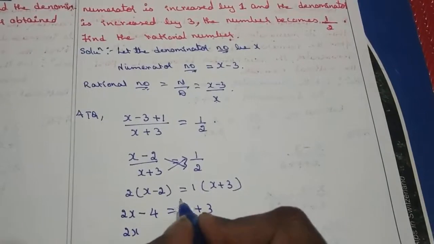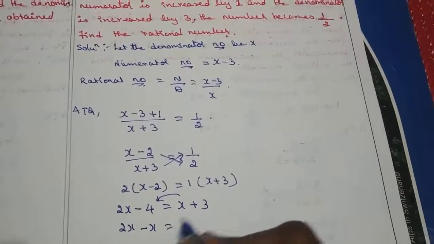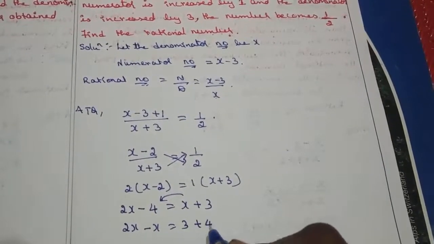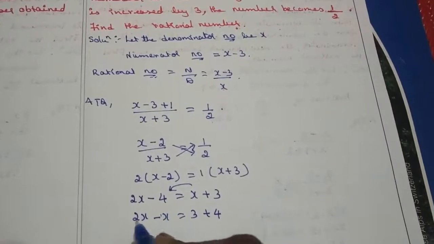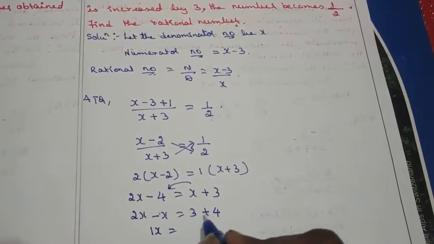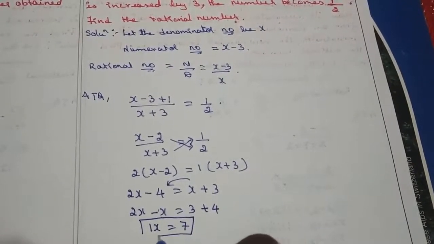So group the variables on one side and the constants on the other side. So plus x becomes minus x, equal to 3, minus 4 goes to that side, becomes plus 4. Then 2x, if anything is not there, the coefficient will be 1 here. So 2x minus 1x is 1x equal to 3 plus 4 is 7. So the value of x is 7.